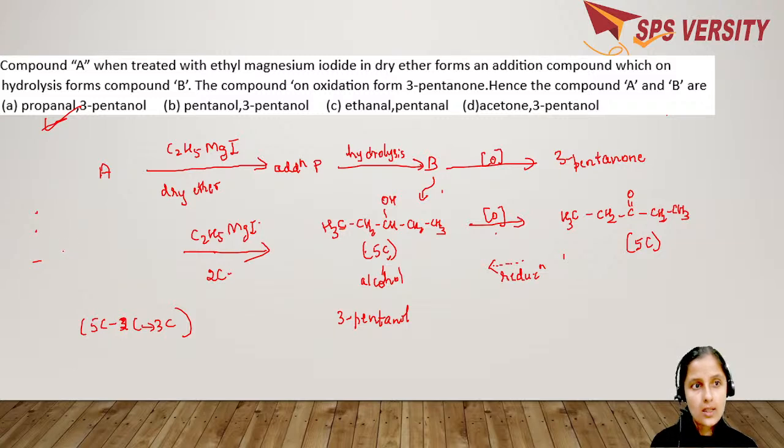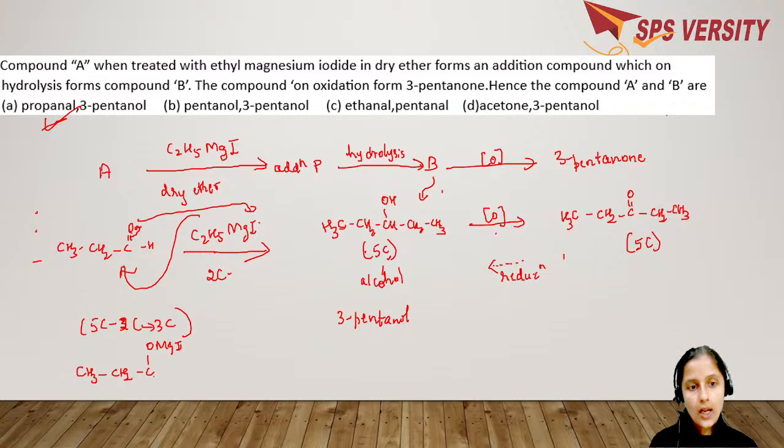We'll anyhow write this. Propanal is CH3, CH2, CHO. When you treat it with C2H5MgI, this will go here and this will go here, and you get CH3, CH2, CH, OMgI and C2H5, which is the addition product, and which on hydrolysis is going to give you the alcohol. So the correct answer would be option A.